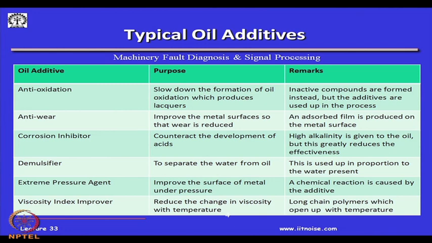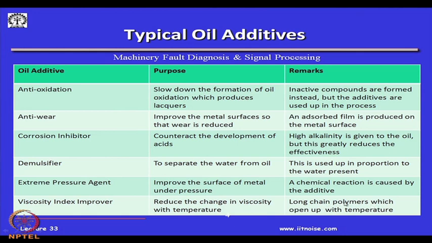And sometimes you must have seen, even in engine oil, once this water is mixed, there is a lot of problem, and it has a lot of detrimental effect on the properties. Extreme pressure agents improve the surface of metal under pressure. A chemical reaction is caused by this additive. Viscosity index improvers reduce the change in viscosity with temperature, and actually they are long chain polymers which open up with temperature.